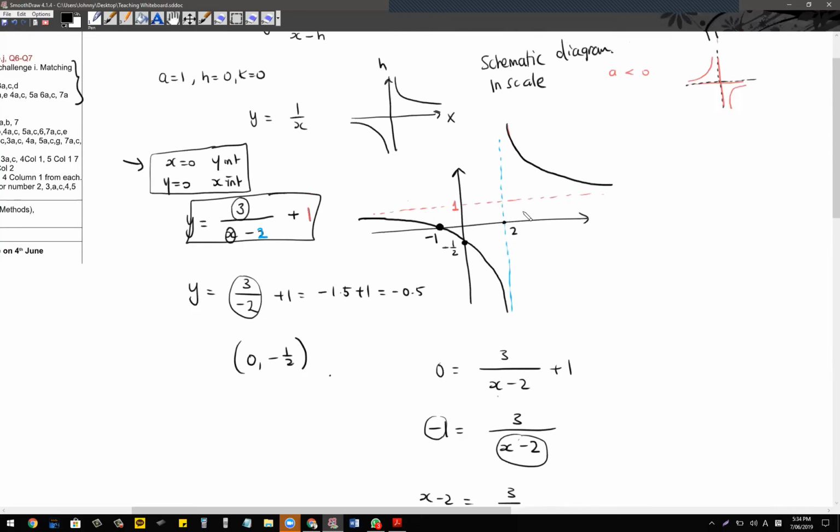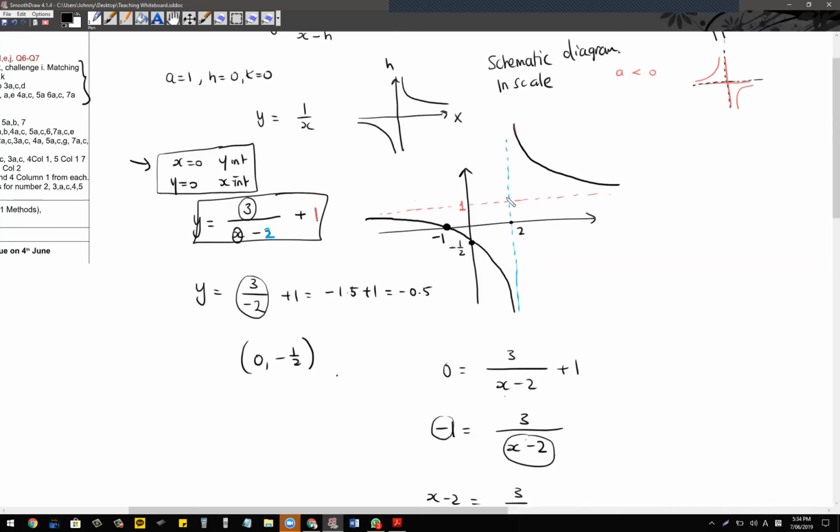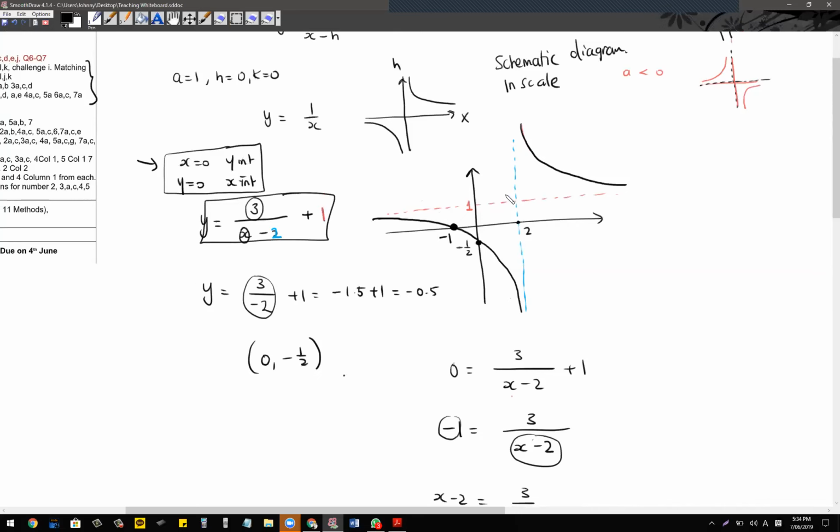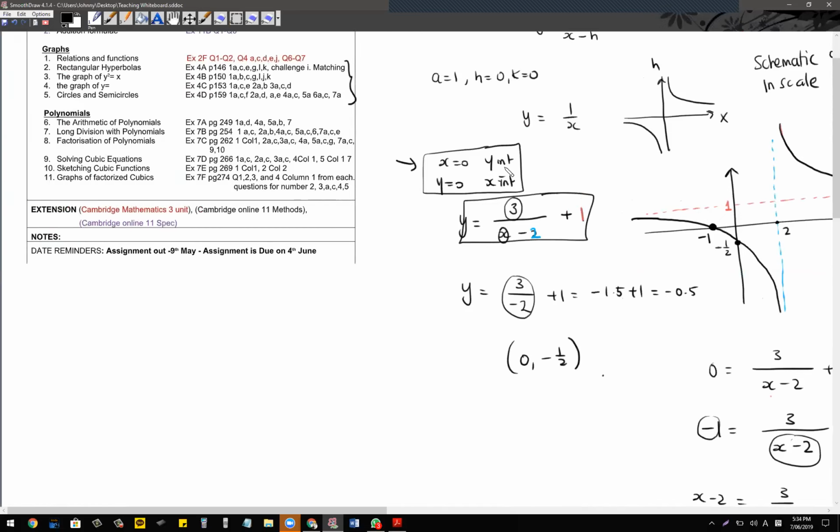And that's the end of this graph. Okay, so it's pretty straightforward, right?